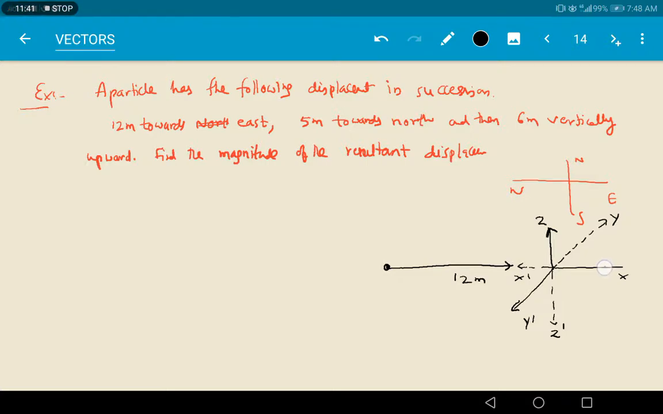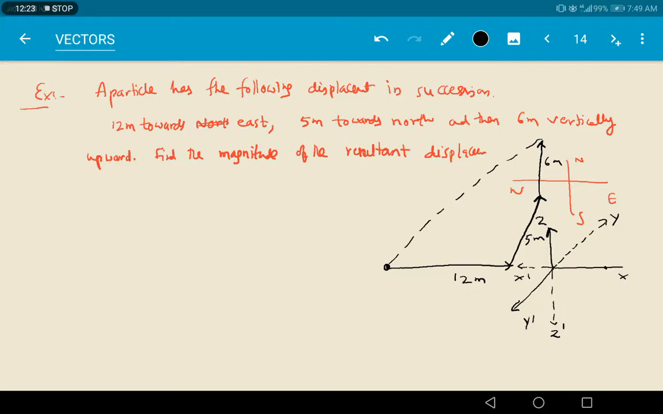Okay, so along x axis 12 meter, and then how many meters towards north? 5 meters. So north direction is nothing but along this. So we can write like this. And then from there vertically upwards, 6 meter. They are asking for this resultant displacement.